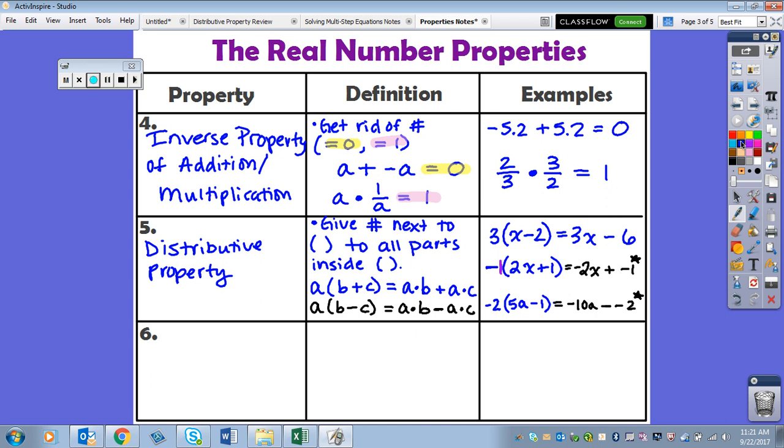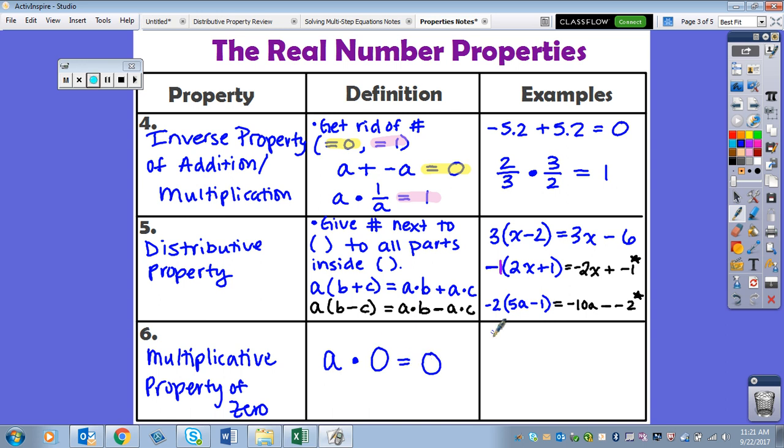Last property we're going to talk about is the multiplicative property of 0. It's going to be hopefully the easiest one that you see. Multiplicative property of 0. So we won't even take a wordy definition like we've done in all the others, we're just going to use variables. Any number A times 0 is equal to 0.